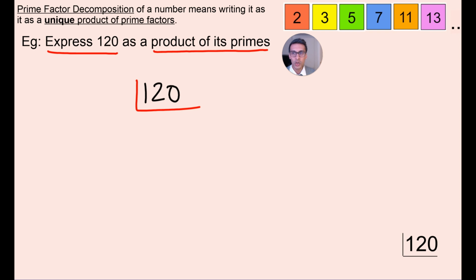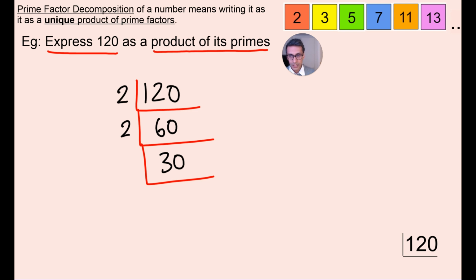So I'm going to just start with 2. So 120 divided by 2 will give me 60. And then I'm going to draw another upside down bus stop. I'm going to see what prime number can I divide 60 by with no remainders. Well, I can decide to divide it by 2 again. So I'm going to get 30. I'm going to do upside down bus stop again. I'm going to pick a prime number again that fits into 30. So 2 does go, so we'll go with 2. So we're going to get 15. And we're going to keep going.